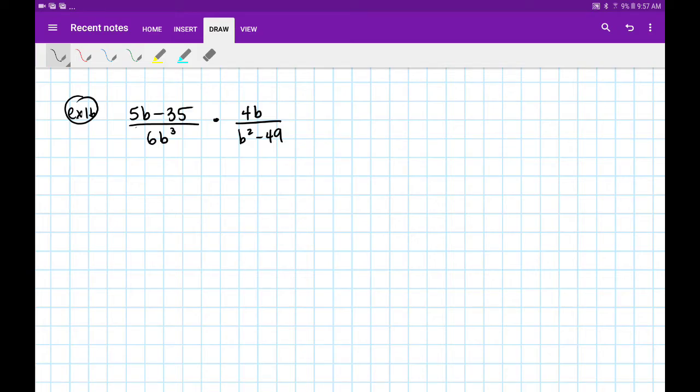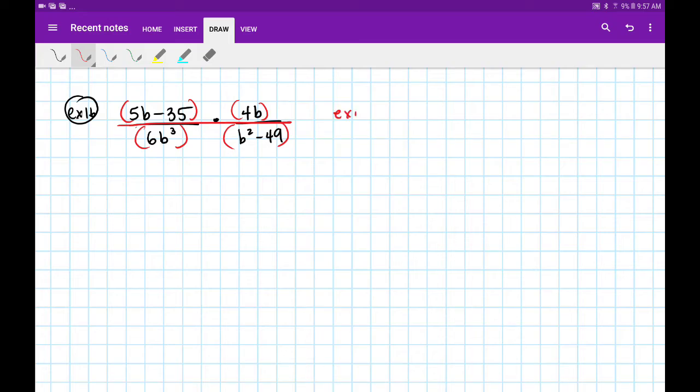Let's try example 1b now. So I'm multiplying these. To multiply, we just multiply straight across. So 5b minus 35 times 4b all over 6b cubed times b squared minus 49.